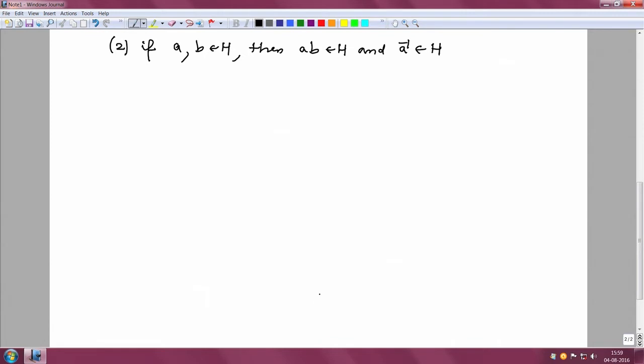So, this condition 2 is also reformulated as 2 prime: if A, B are in H, then AB inverse belongs to H. Instead of these two parts, AB belongs to H and A inverse belongs to H, we can combine them and just write AB inverse belongs to H. I will leave it for you to check this equivalence, which is very easy, but I want to immediately note the following consequence.